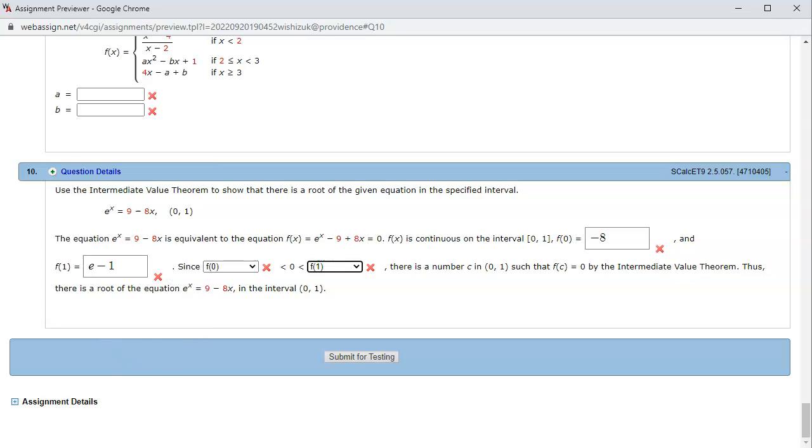Let's check the answer. It came back and looks like we got all the parts correctly. So this is a typical application of the intermediate value theorem to prove that there is a solution on a specified interval. All right, that's it. I hope that this was clear.